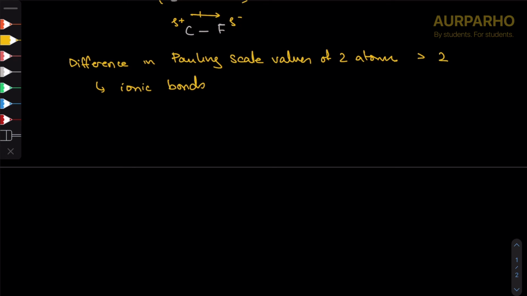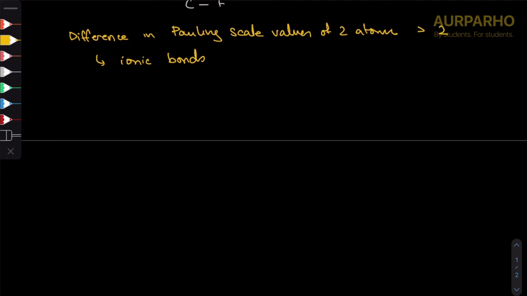And similarly for covalent bonds, for a covalent bond to occur, whether it's polar or non-polar, the difference in Pauling scale values usually has to be less than 1. And this is for covalent bonds to occur.